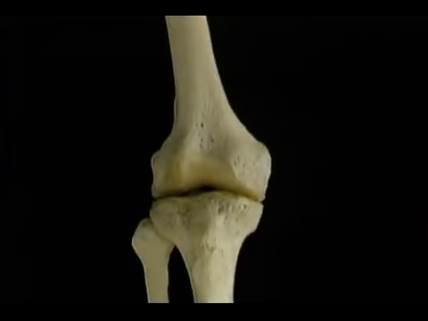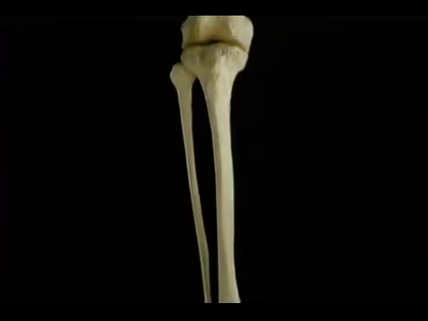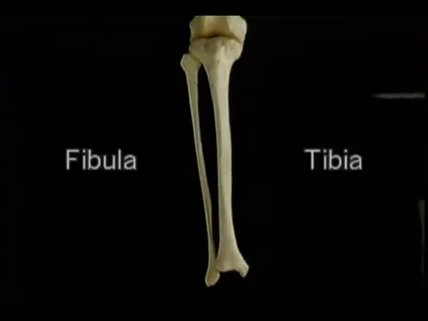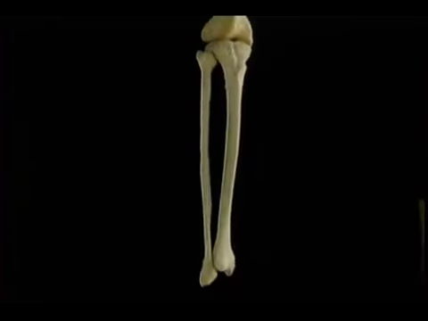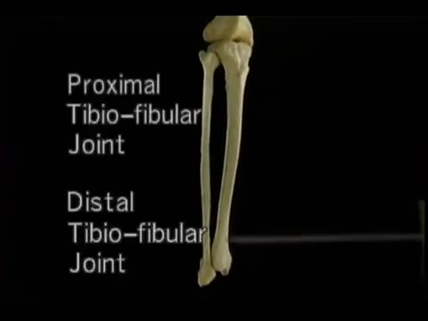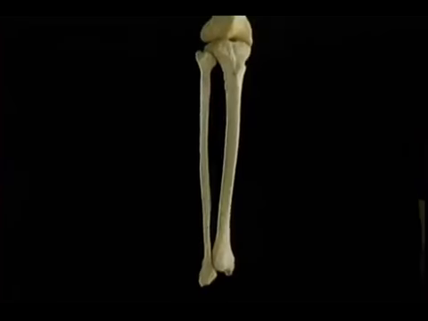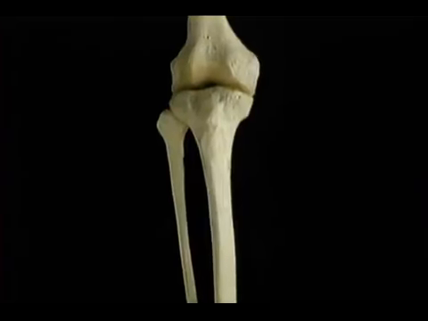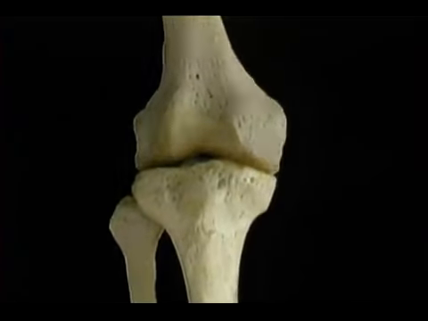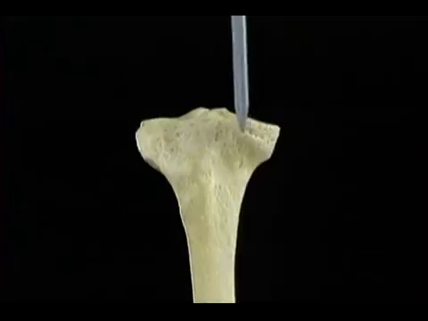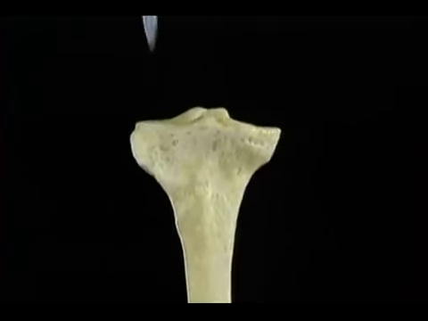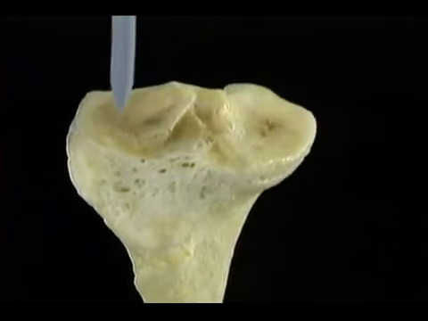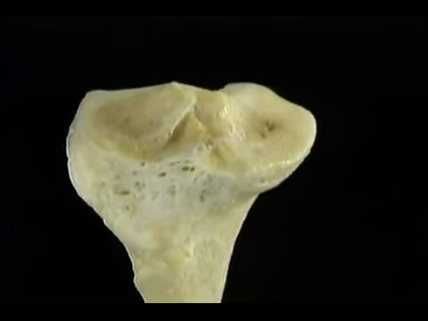Now we'll add the tibia and the fibula to the picture. The tibia and the fibula are fixed to each other firmly by two joints, the proximal and distal tibiofibular joints. There's almost no movement at either of these joints. Let's take a look at the proximal end of the tibia. This is the medial condyle, this is the lateral condyle. On top of the two condyles are two quite separate articular surfaces. They're much flatter than those on the femur.